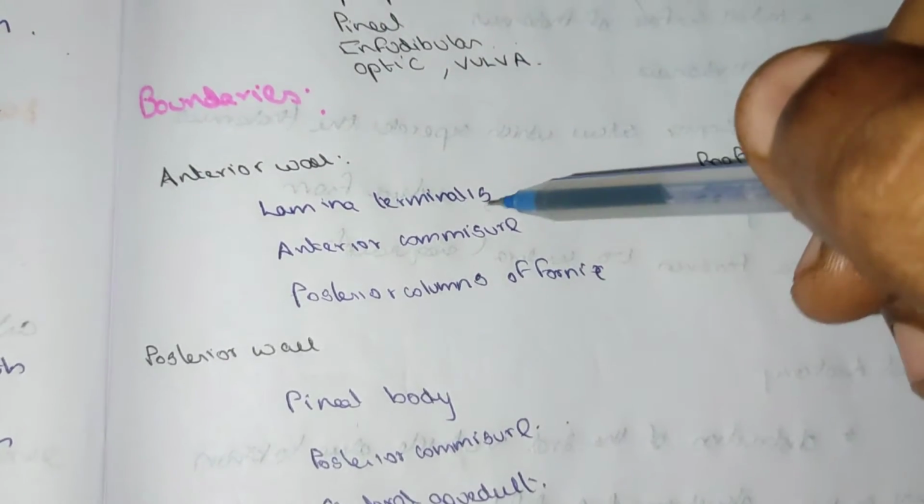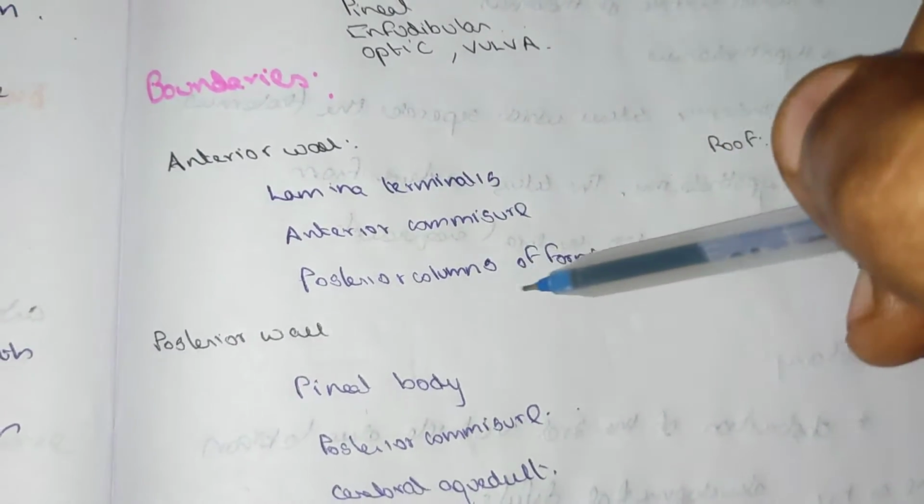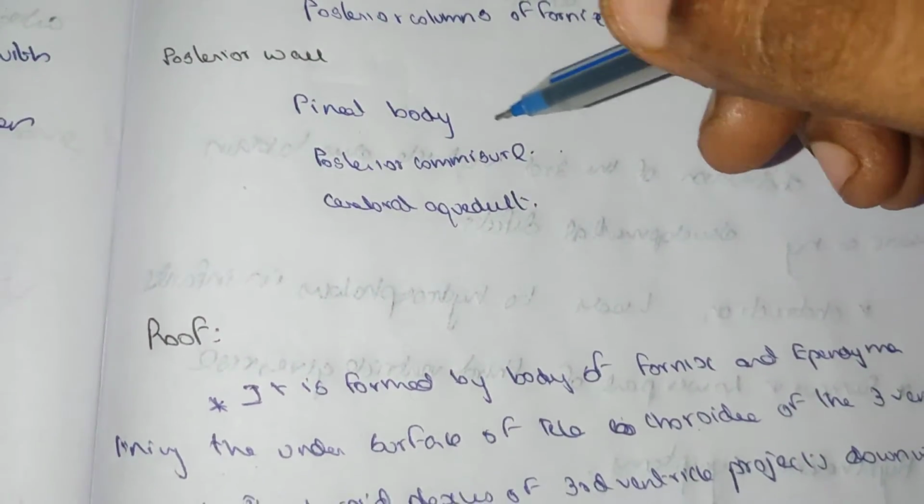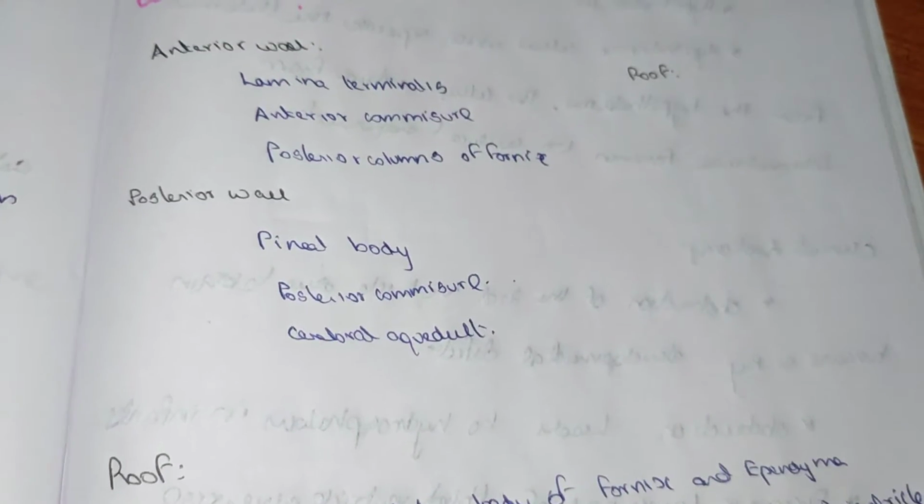Now we will see the boundaries. The anterior wall is formed by the lamina terminalis, anterior commissure, and the column of fornix. The posterior wall is formed by the pineal body, posterior commissure, and cerebral aqueduct. These are the anterior and posterior wall boundaries and their relations.